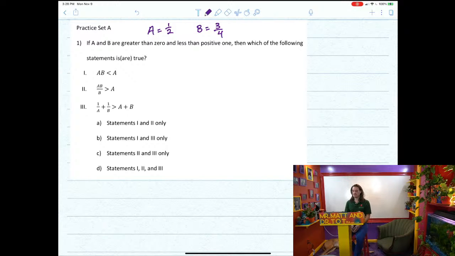A times b, we have a number in between 0 and 1 times another number in between 0 and 1. A times b necessarily must always be smaller than just a, because both fractions are going to decrease the other. Right? If we multiply any value times a number in between 0 and 1, we'll decrease that value. And to prove it, if we had 1/2 times 3/4, that's going to be 3/8. 3/8 is less than 1/2, and it's less than 3/4. So statement 1 is true.